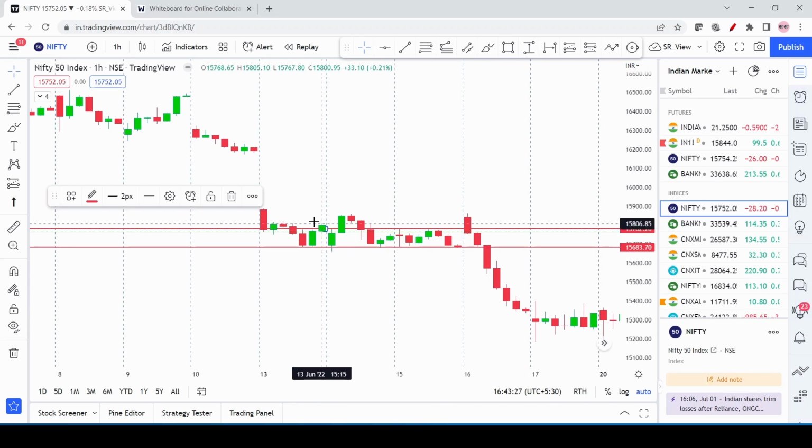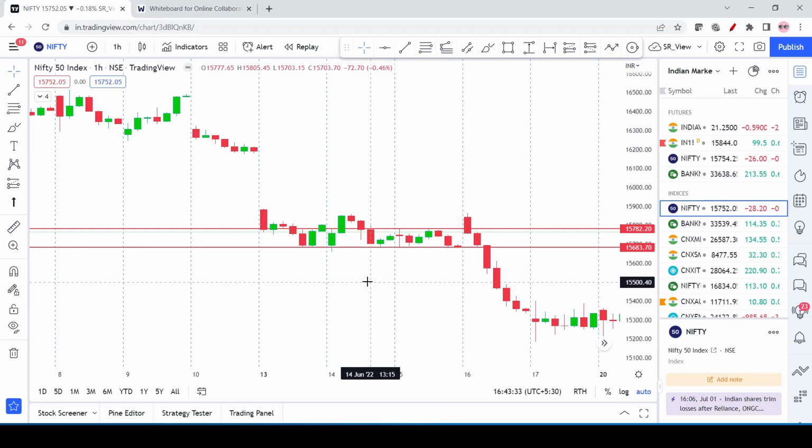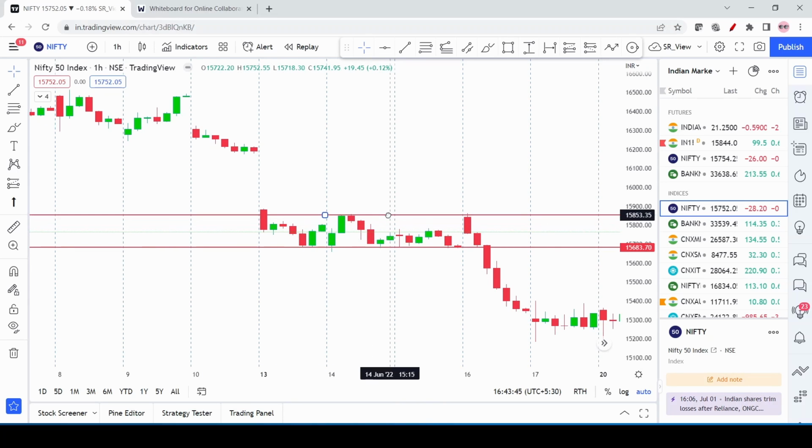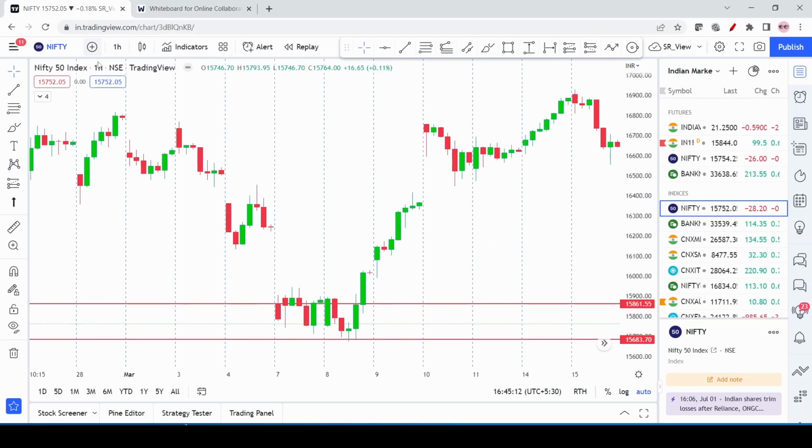Usually the PDH and PDL will be respected in a sideways market. That is very, very important. We should know which support and resistance type will work in which type of market. In a trending market, the PDH and PDL won't be that effective. But in a sideways trend, they will have a lot of value. It will respect the previous day's high and low. Like that, we can see multiple examples.